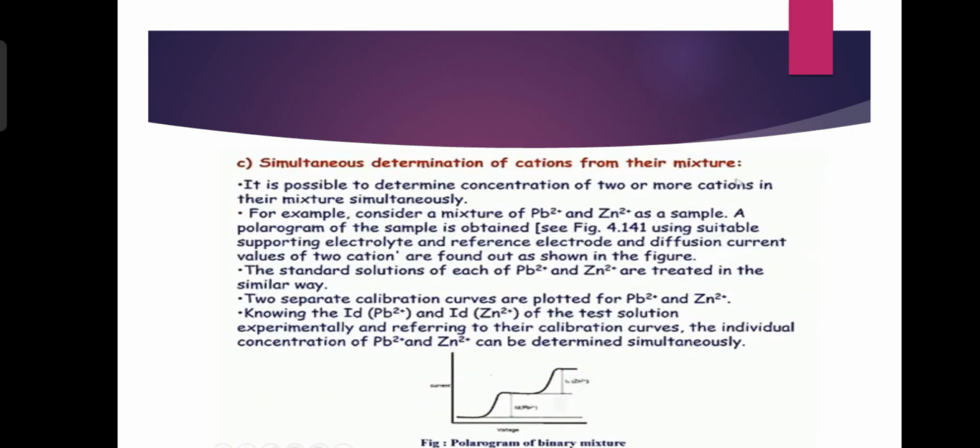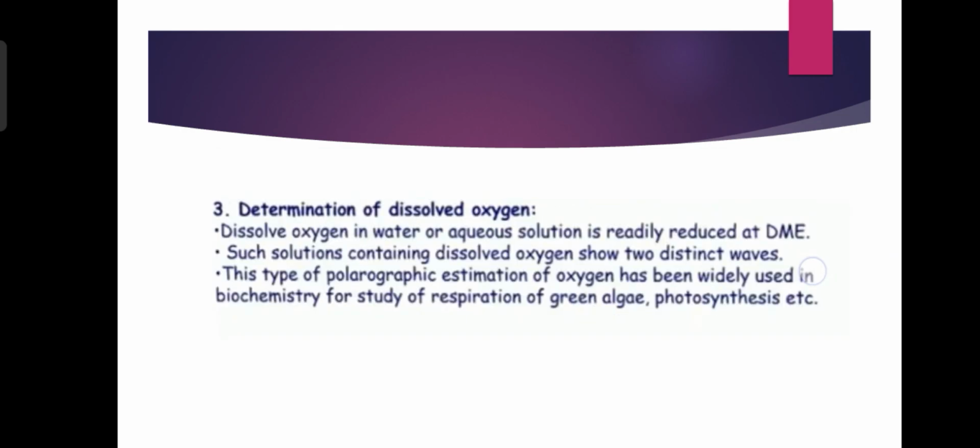Next, we can also find out the simultaneous determination of cations from a mixture. If we take an alloy or something, then we can find qualitatively which ion is present in there, and by taking their calibration curves we can find out which metal is present.